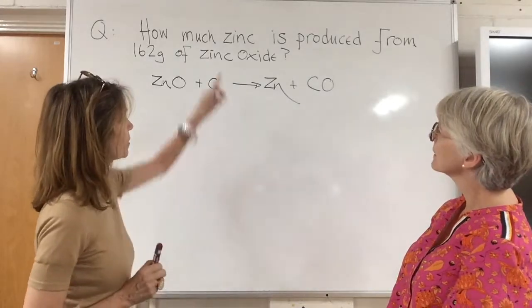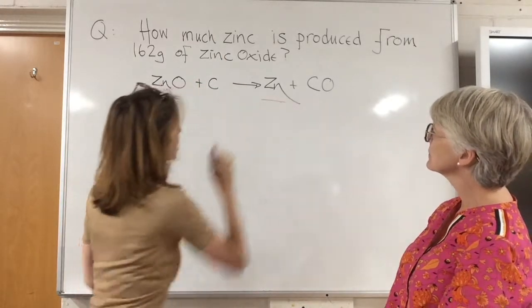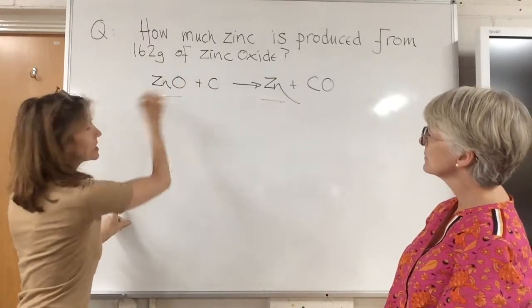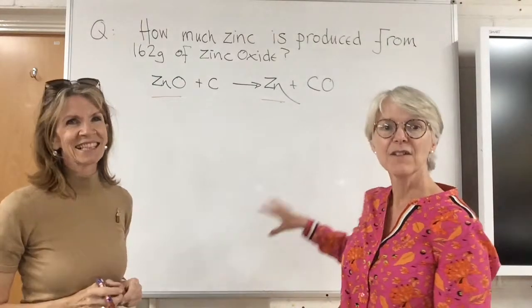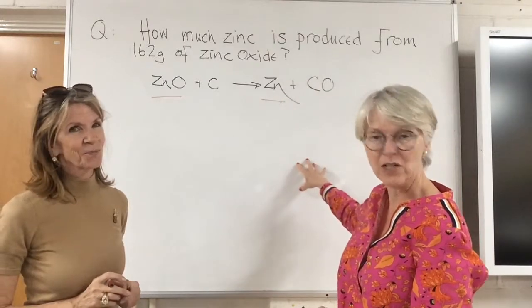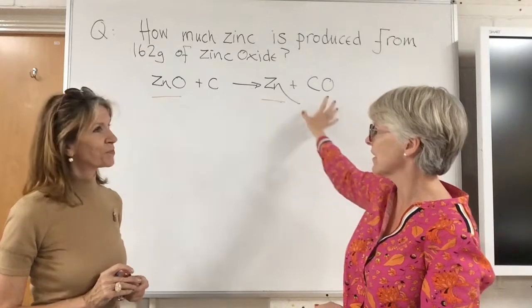Well, you look at the information in the question and then you pick out certain important facts. So, for example, we have zinc is produced, so we underline zinc. You know the mass of the zinc oxide, so you're interested in the zinc oxide. Excellent. Now, the important thing about this is, for the sake of this question, you can ignore everything else in the equation. You're only interested in the zinc oxide and the zinc, nothing else.